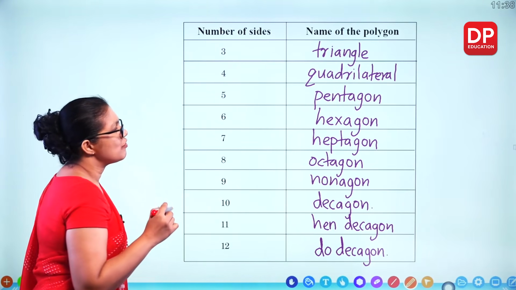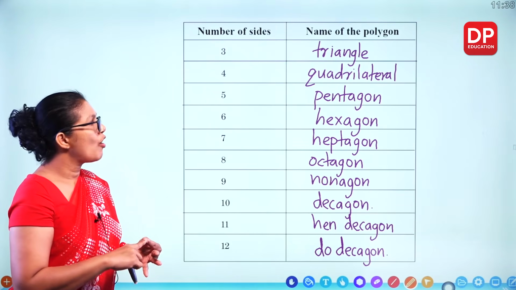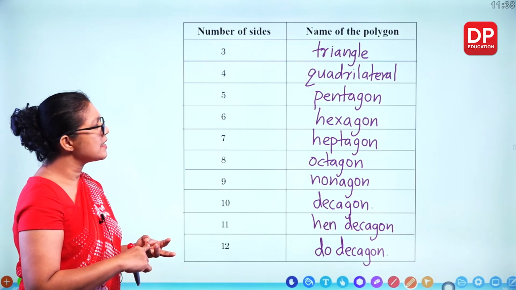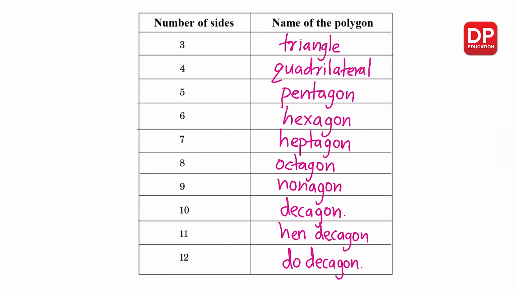So up to 12, just remember those names: triangle, quadrilateral, pentagon, hexagon, heptagon, octagon, nonagon, decagon, hendecagon, and dodecagon.